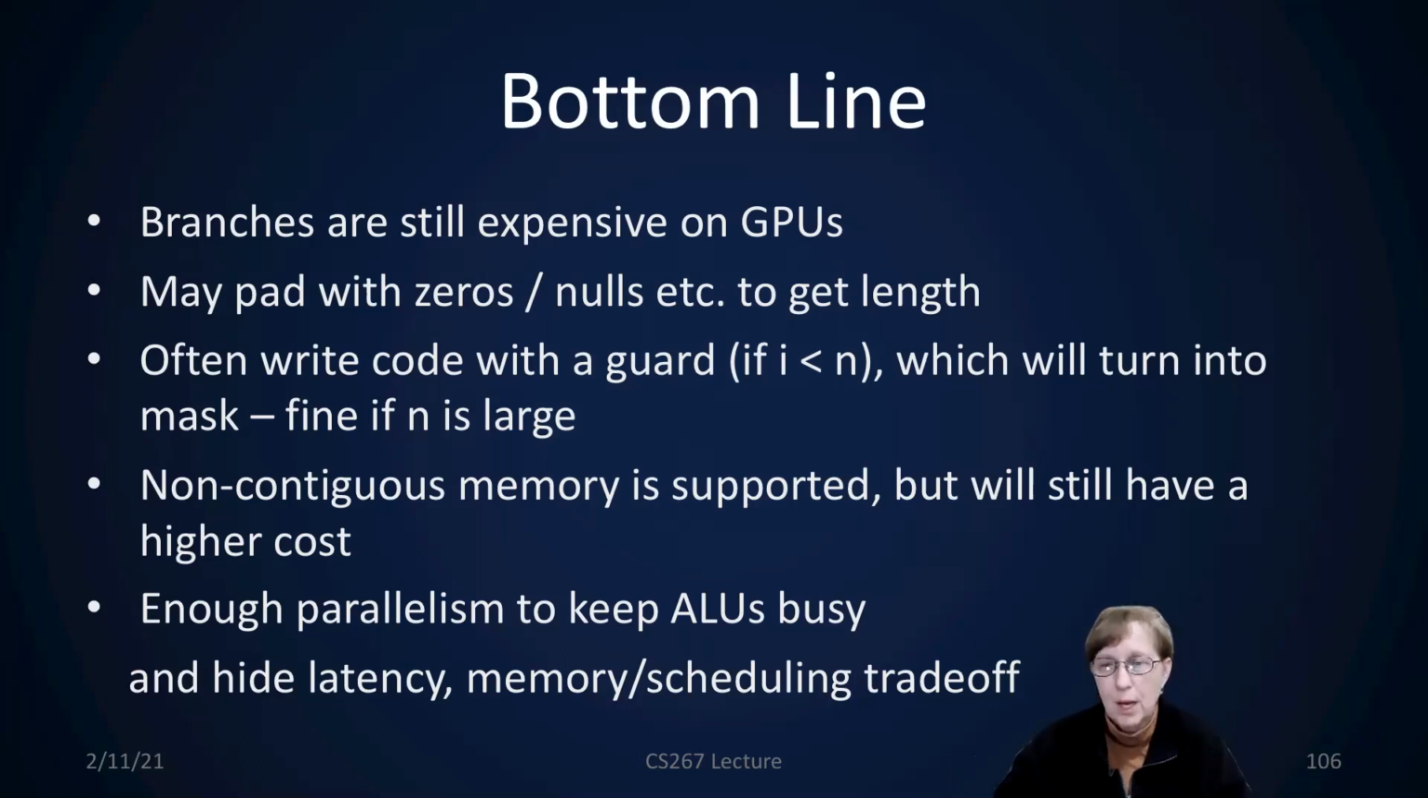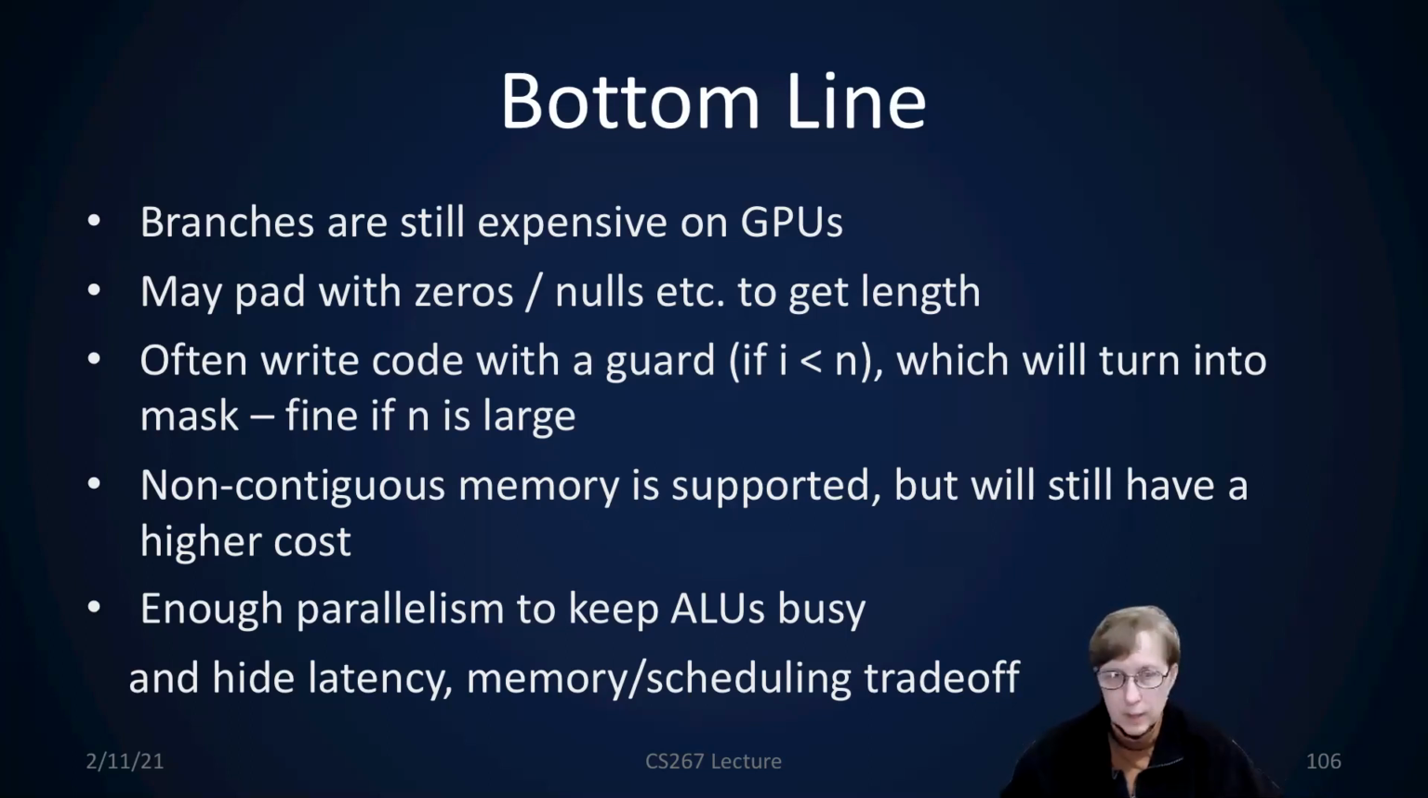There is a correction in the online slides from last time to make sure that the code works correctly for one of the algorithms, to make sure that you're not writing off the end of your array. And so you'll often have these kinds of guards, which is going to turn into a mask. But if you've got a large array and you're just masking off the last bit of it, power of 2, for example, or non-power of 2 elements that don't exist in the array, then that shouldn't be too bad. Non-contiguous memory is supported.